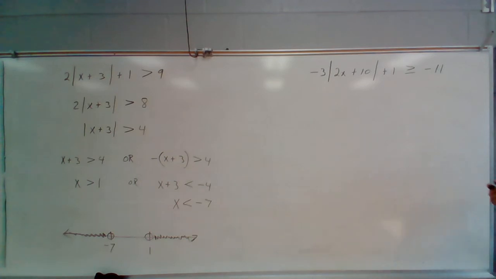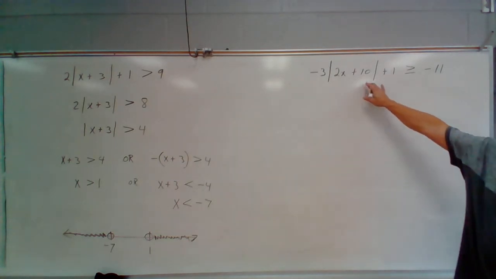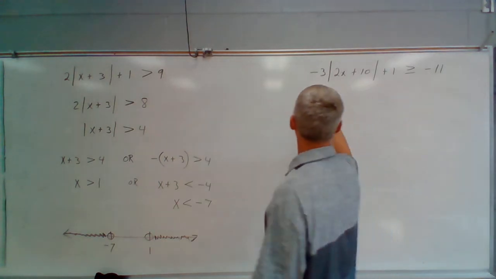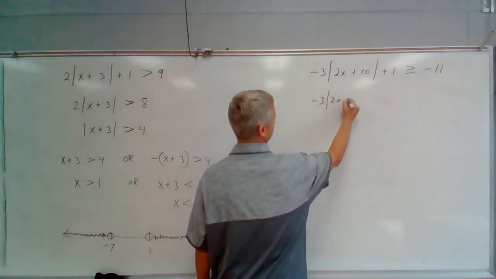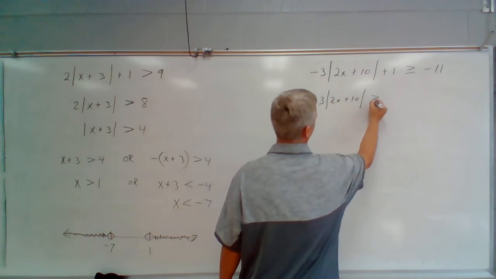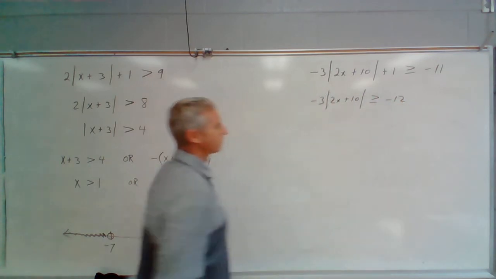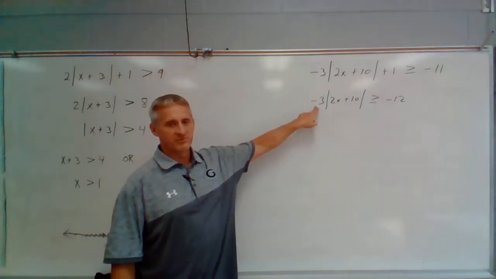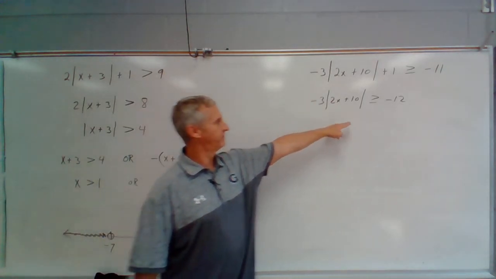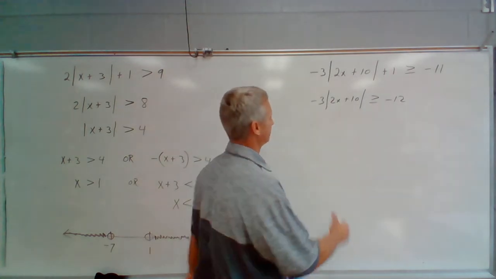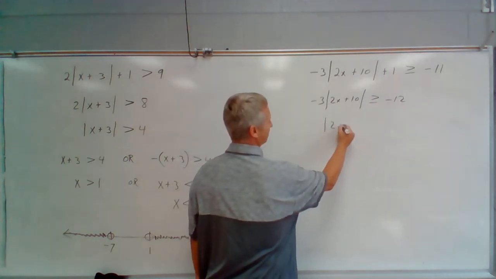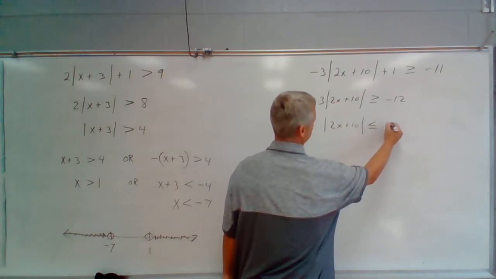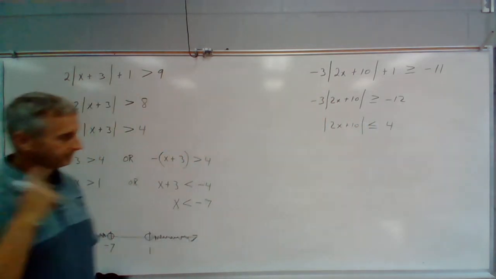Now let's try this one. So again, strategy is to isolate the absolute value. So I'm going to subtract 1 from both sides. I'm going to divide both sides by negative 3. But remember, if you divide by a negative, you have to flip the way this points. So I will have absolute value of 2x plus 10 is less than or equal to 4.